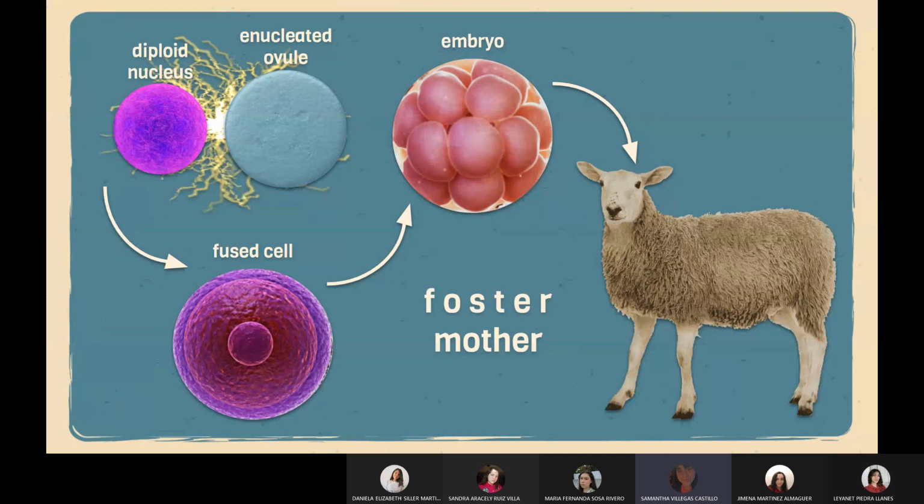They applied an electric shock to stimulate the cell division process, and the resulting embryo was cultured in vitro until it reached a stage where it could be transferred to a third sheep that played the role of a foster mother. The embryo developed properly, and the resulting sheep was identical to the donor of the nucleus, which was the white-headed one. The next slide.